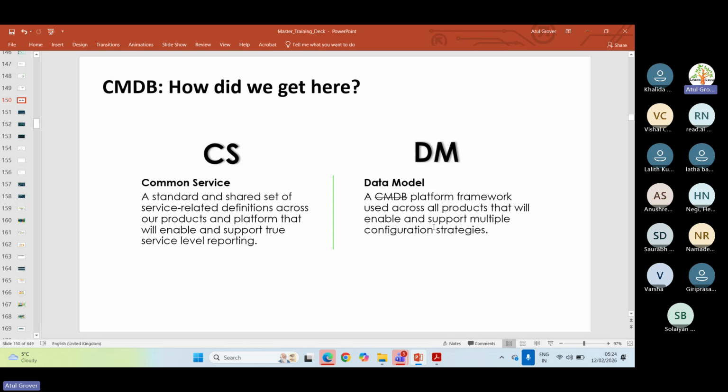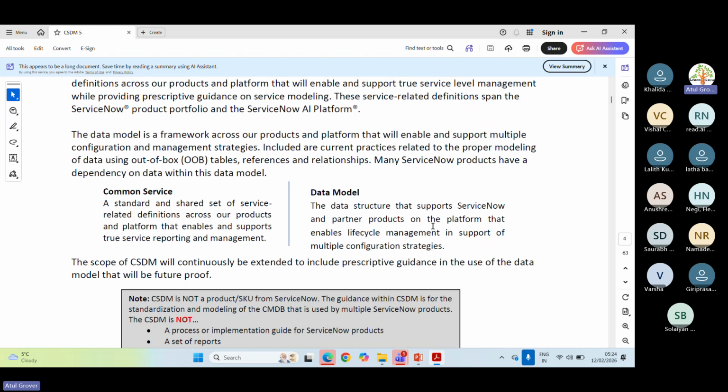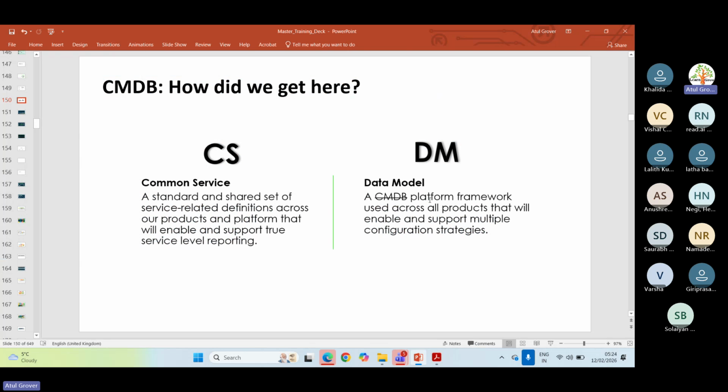Okay. So this is the basic definition of CSDM. In the white paper, they still say it's a data structure. But in the latest video I listened to, they say platform framework. That's fine for us. It's still serving the same meaning.